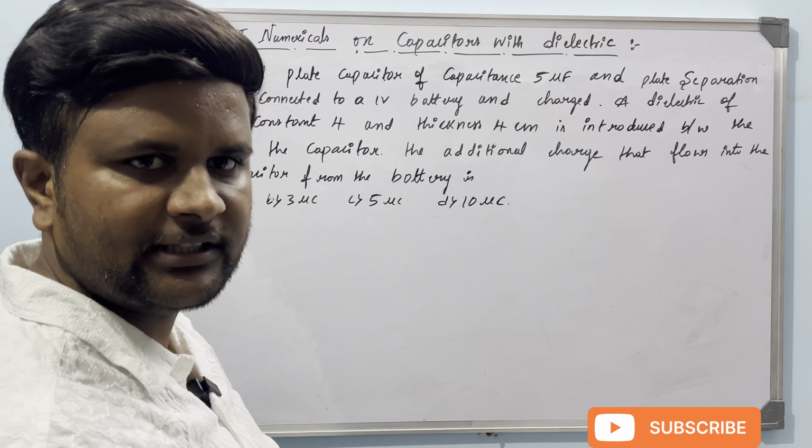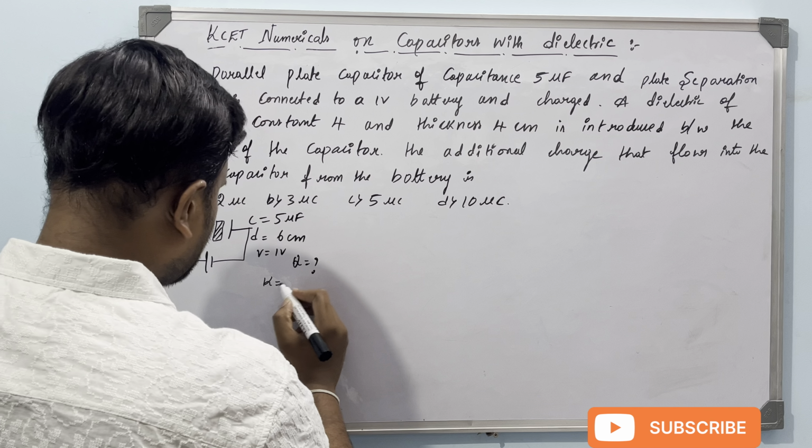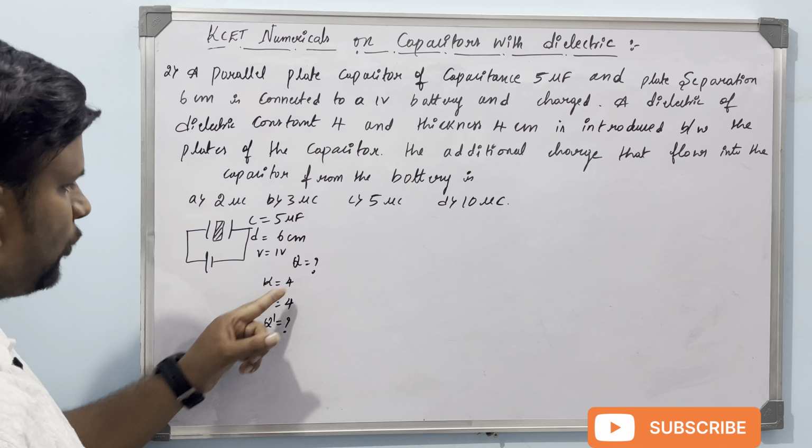And a dielectric of dielectric constant 4 and thickness 4 centimeter is introduced between the plates of the capacitor. So here they are introducing the dielectric material, K is equal to 4 and the thickness T is equal to 4 centimeter. This gives the additional charge that flows into the capacitor from the battery, and we need to calculate that additional charge. I have already taken Q, so the additional charge I will denote by Q dash. I need to calculate Q as well as Q dash.